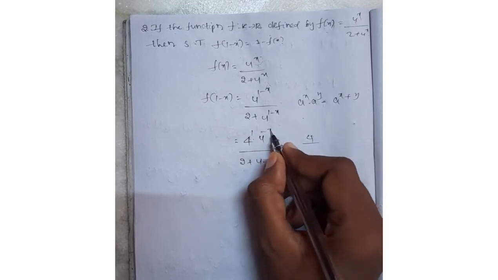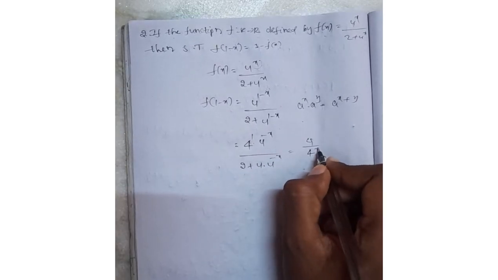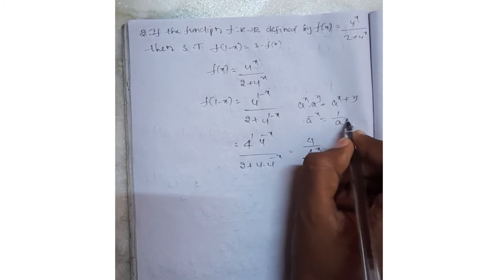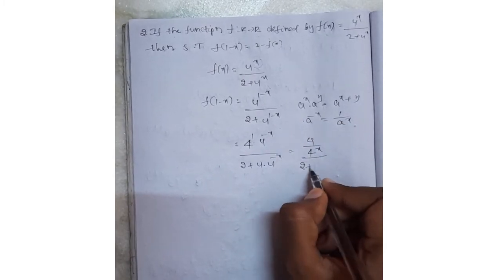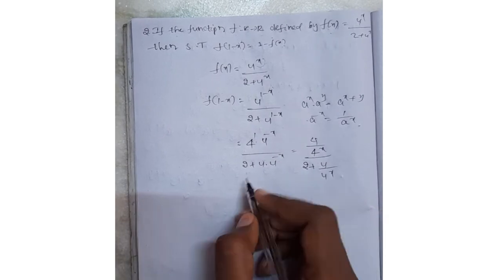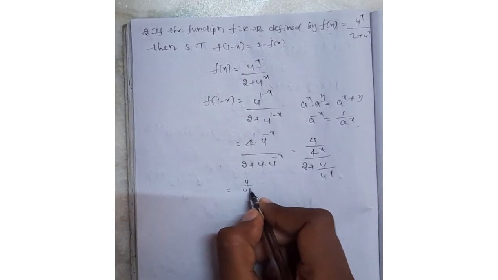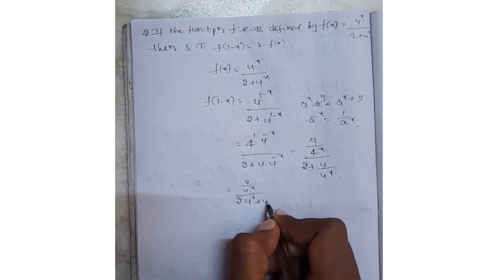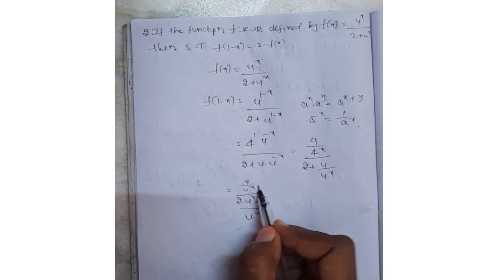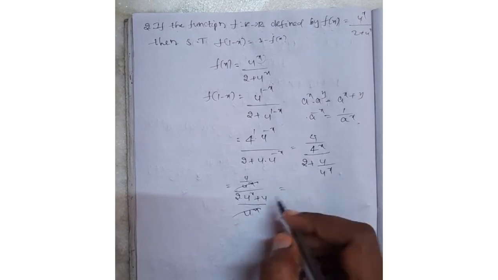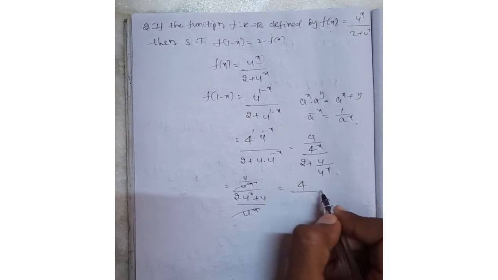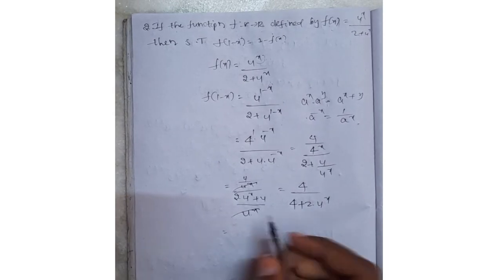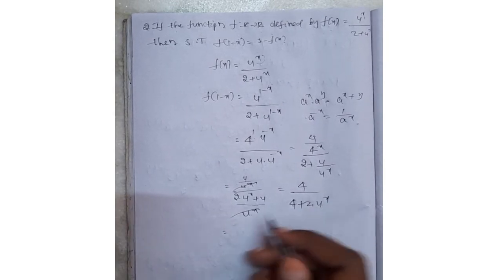4 power minus x means 1 by 4 power x. Like a power minus x can be written as 1 by a power x. Okay, 2 plus 4 by 4 power x. Now 4 by 4 power x, LCM: 2 into 4 power x plus 4 by 4 power x. 4 power x common, sorry, cancel. And 4 by 4 plus 2 into 4 power x equals, here 2 can be taken as common.